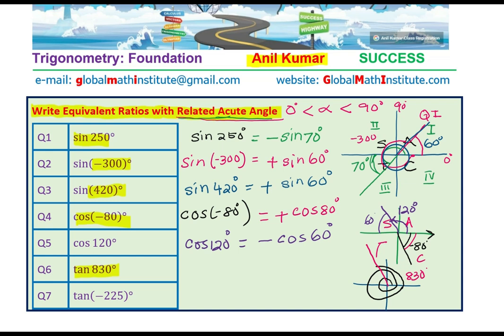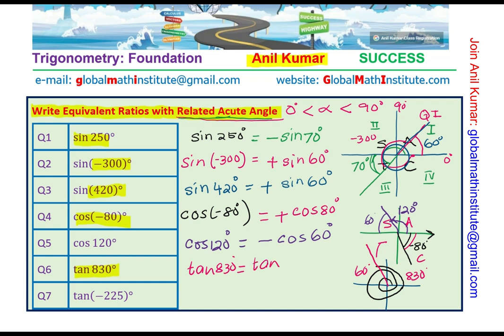Two circles, 720, and then 120, right? So 120 means to 180, 120 plus 60 will give me 180. So the related acute angle is 60. So now let me rewrite this as tan 830 degrees is equal to tan of 120 degrees, right? Which is, now you'll end up in quadrant 2. Tan is negative here, right? And the acute angle is 60. So we'll write negative tan 60.